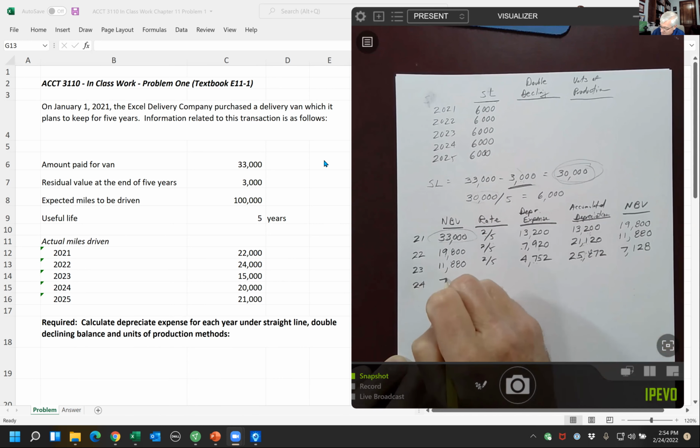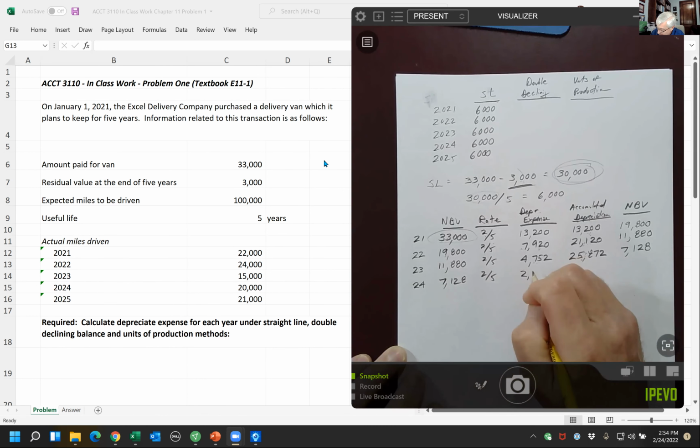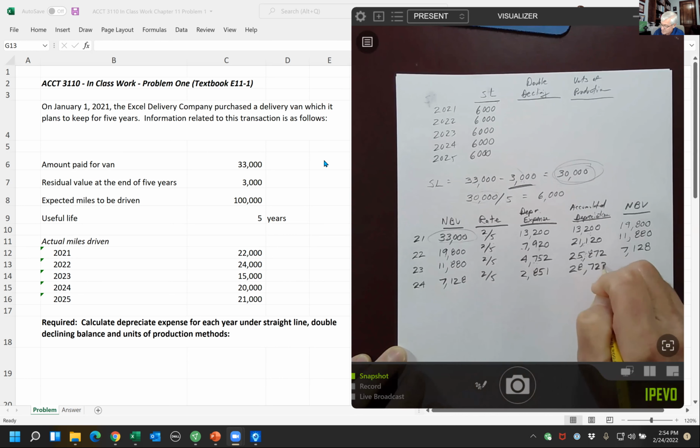2024, 7,128 times 2/5 equals, that's 40% of that amount, 2,851. This is a debit to depreciation expense, a credit to accumulated depreciation. And now we end up with 28,723. What's our net book value? 33,000 minus 28,723, 4,277.